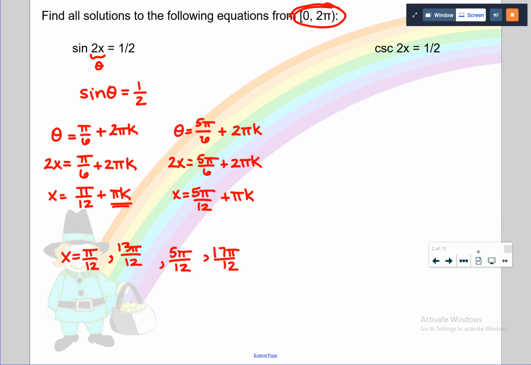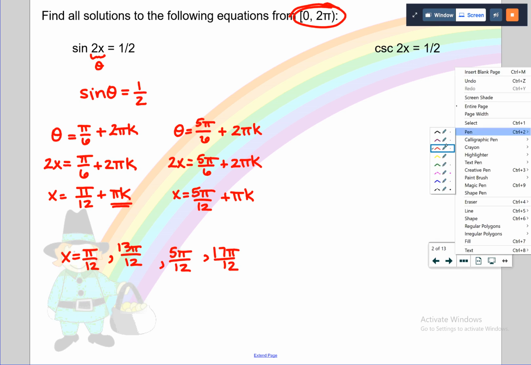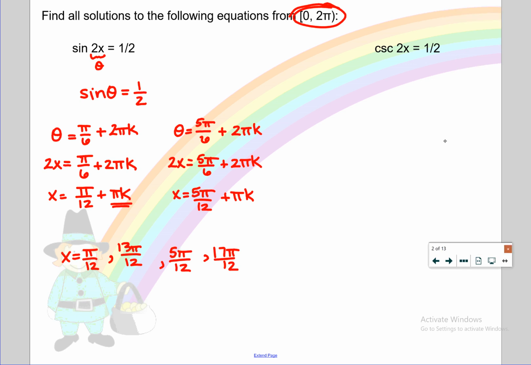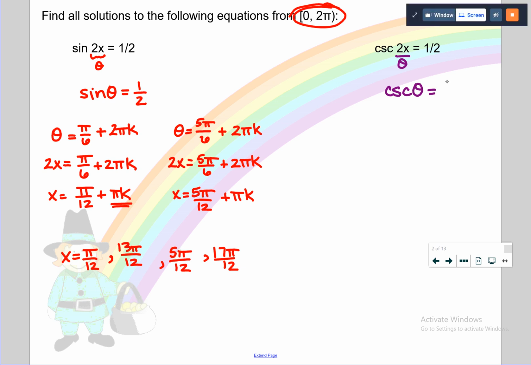Let's practice another one. Cosecant of 2x equals a half. So I'm going to replace it with a theta, and I'm going to solve the easier equation first. Cosecant theta equals a half. The reciprocal functions aren't directly on our unit circle, so usually we take the reciprocal to find them a little easier. So instead of cosecant, what can I use?